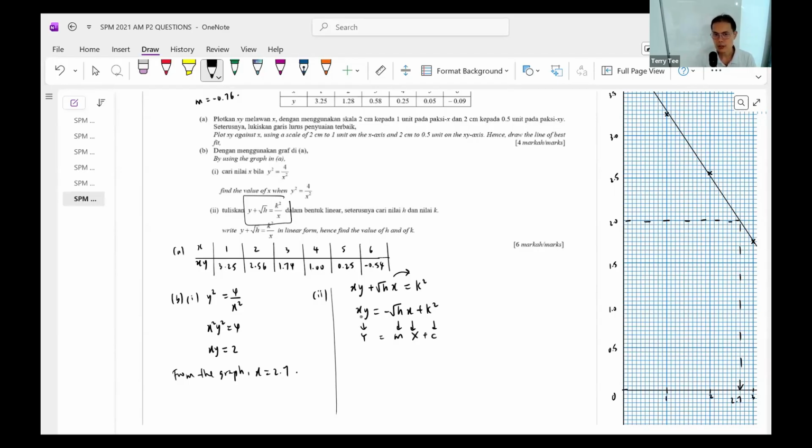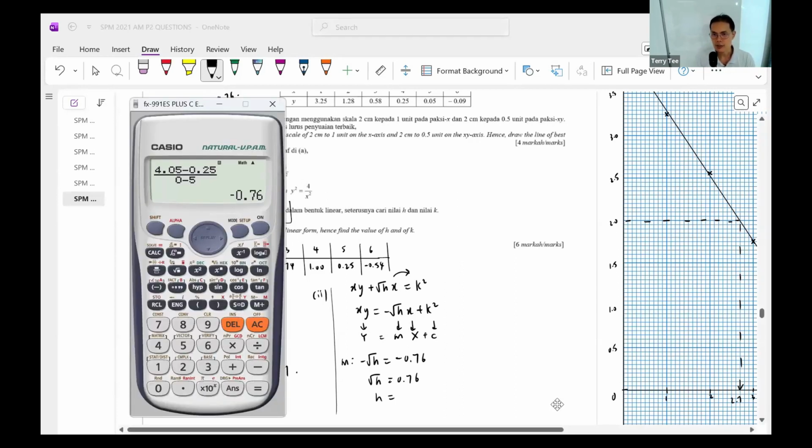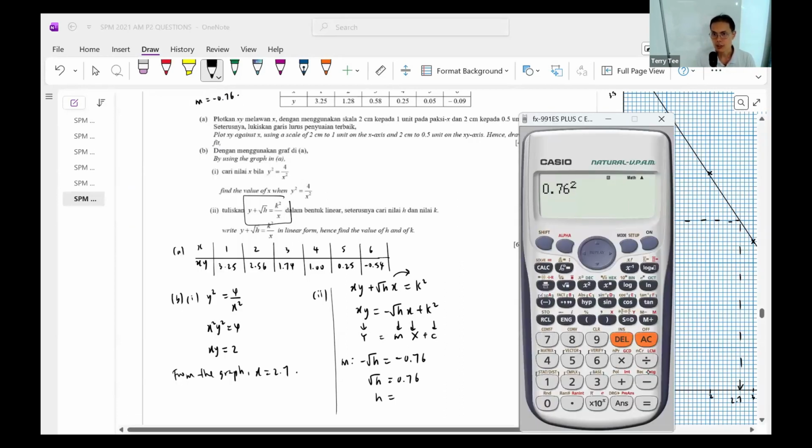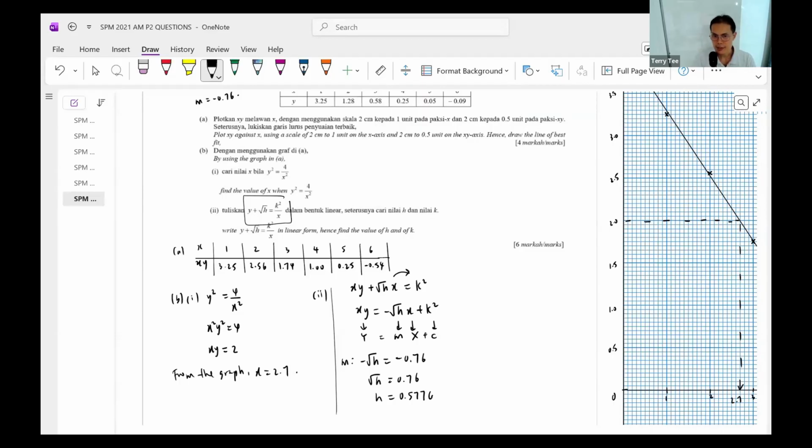Okay, so when you plot xy versus x, you get a straight line with a gradient of negative square root h. So guys, just now my gradient, what do you get? Negative 0.76, correct? So cancel the negative, square both sides. 0.76, if I square it, I should get this answer, 0.5776.